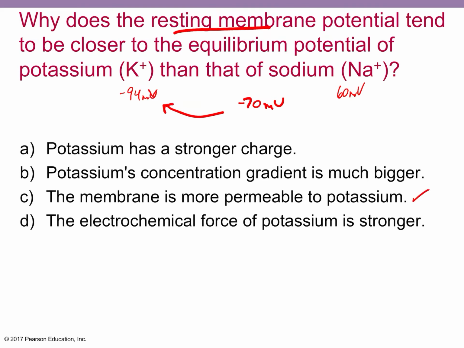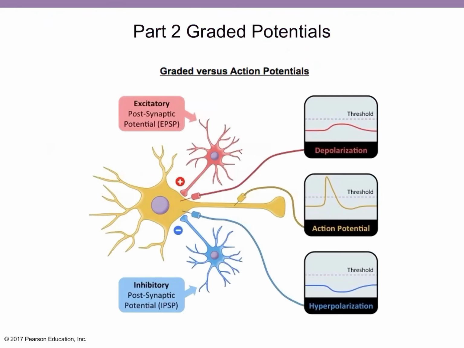It's because of letter C. The membrane is more permeable to potassium. It's like thinking as if all our potassium channels were open, except they're not all open, but the membrane is leakier to potassium. So overall, more potassium is going to move down its concentration gradient until it wants to reach equilibrium potential. That's why the resting potential is going to be closer to the equilibrium potential of potassium. All right, so that was part 1.